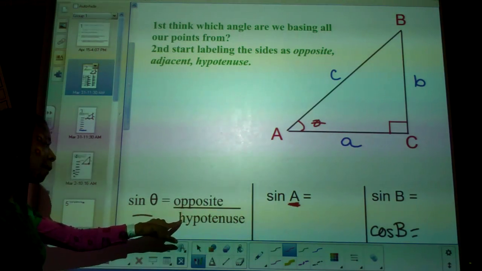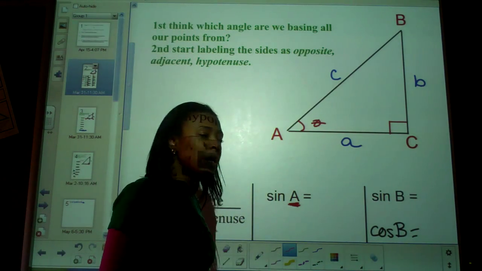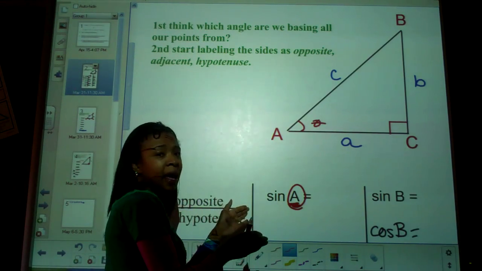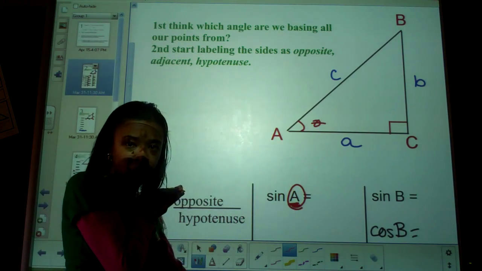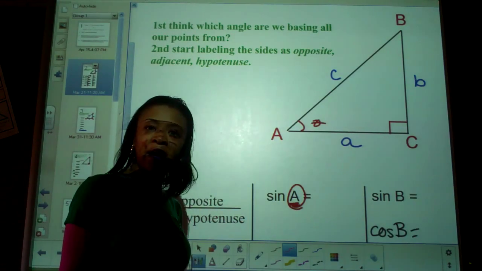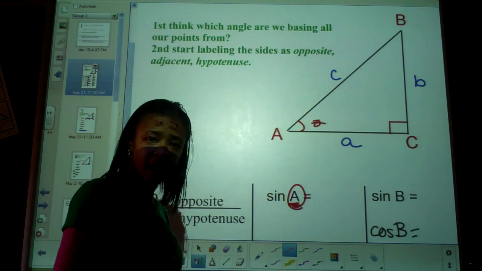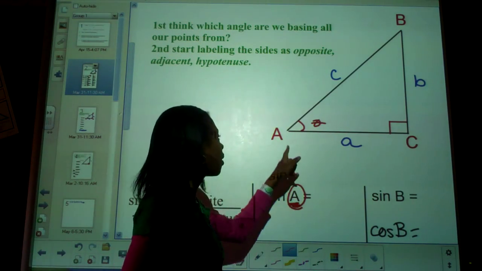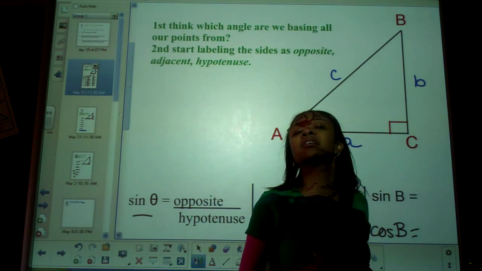I want to compare the opposite and the hypotenuse. Which angle am I looking at? I pay all of my attention because the minute they say sine A, I know I have to focus on angle A, which is the reference angle. Now I fill everything in. In reference to angle A, which leg is the opposite leg? It's side B, lowercase b. In reference to angle A, side B or BC is the opposite leg.